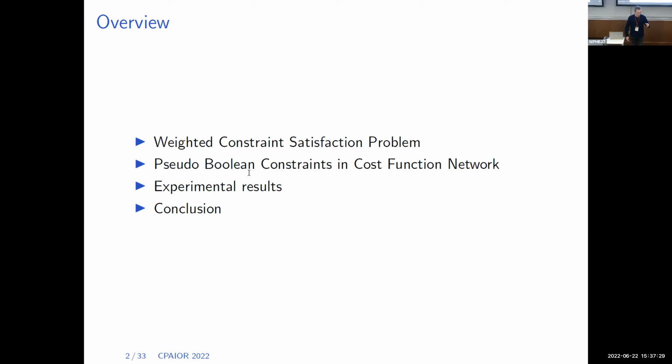To get good bounds at each node of the search tree, the algorithm depends mainly on the structure of this WCSP. So we are going to see how we can derive good bounds if we have pseudo-Boolean constraints inside the WCSP. Then I'm going to show you some experimental results where we can solve WCSP instances with pseudo-Boolean constraints inside, and conclude this work.